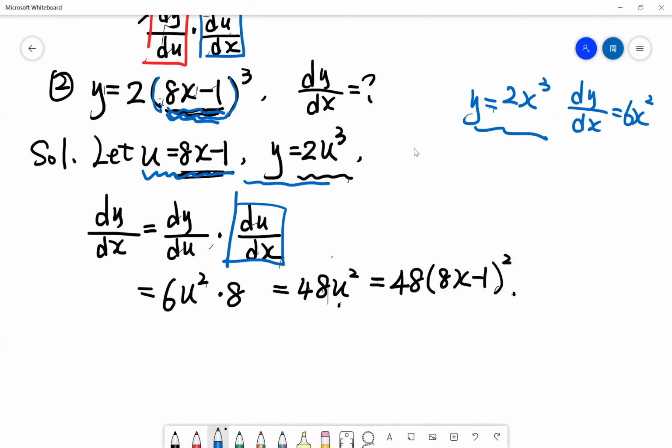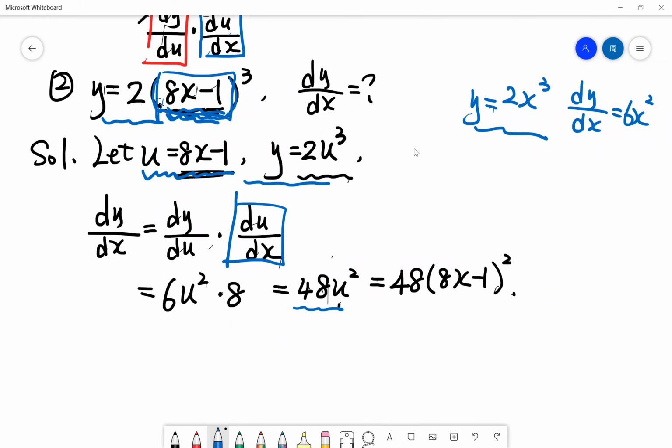Check the equation. Here's the question. If this part is u, then y equals 2u to the power 3. What you are trying to say is that in the last line we have 6u squared times 8, where we can find 8. So u squared times 6 times 8. Here that is 48u squared.